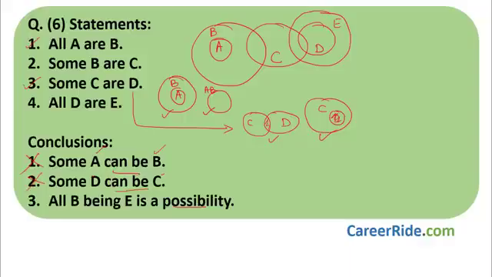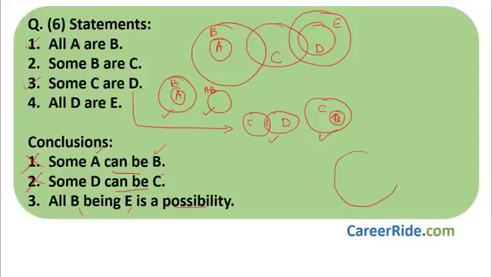Third one, all B being E is a possibility. Now let us check what they mean. All B being E is a possibility. Is there a relation between B and E? Absolutely not. You will see over here there is no relation between B and E. E has relation only with D. So let us try to draw a relation of B and E. What they are saying, all B being E, that means all B is E.